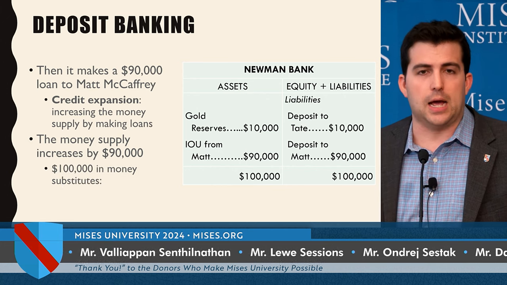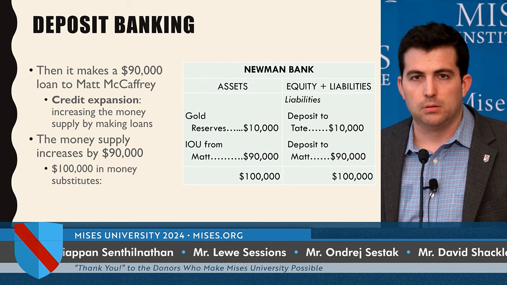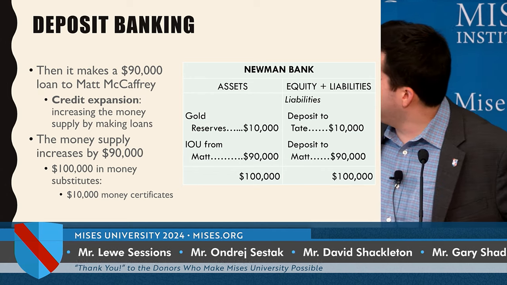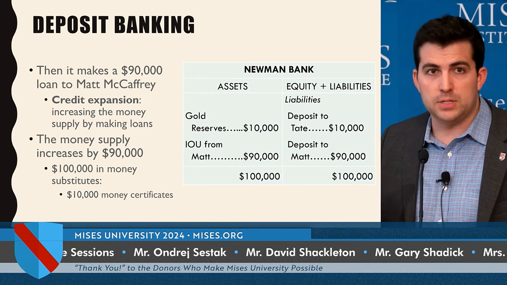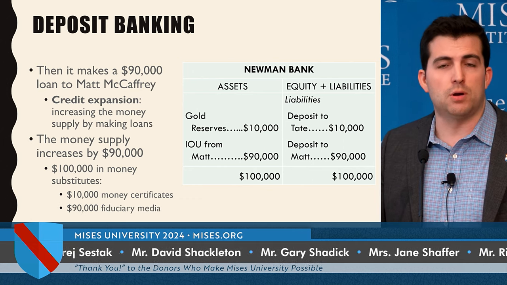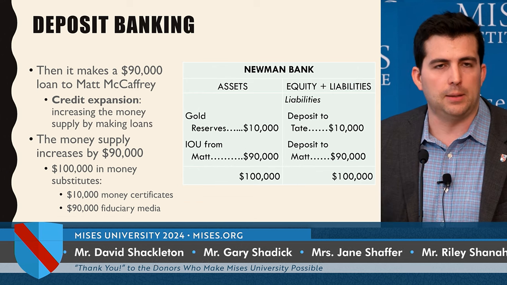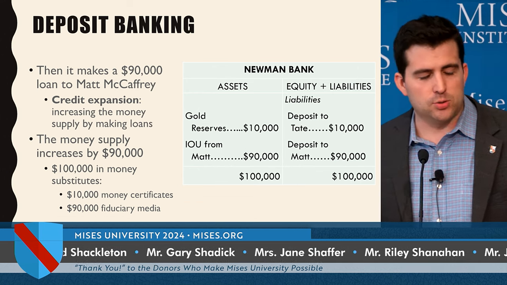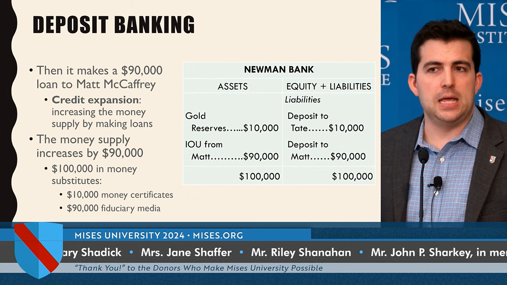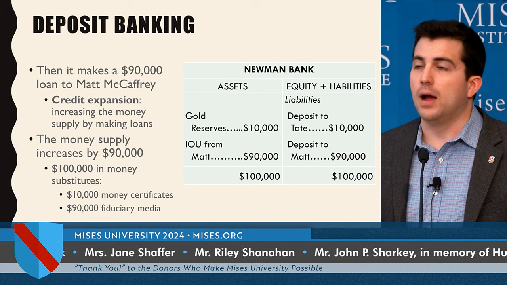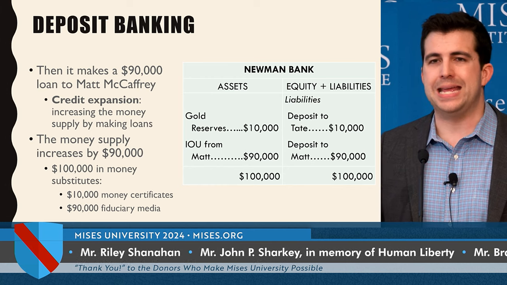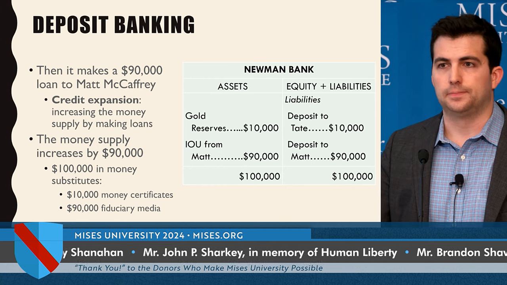We've got $100,000 in money substitutes, $10,000 in money certificates, right? Because only $10,000 of the $100,000 can be redeemed for the money proper. And the rest is what Mises calls fiduciary media. These are unbacked claims to the money proper. Any fractional reserve bank, by definition, if its reserves are less than its deposits, it has fiduciary media, right? Credit expansion is creating fiduciary media. You're creating money substitutes. All right.